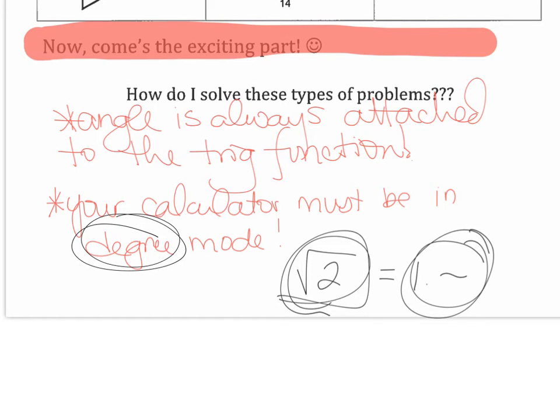How do you put it in the degree mode? On your calculator, you press the mode button. It's right next to the second button all the way at the top. Then about three lines down, you see where it says radians and degrees. You want to make sure the black highlighting mark is over the word degree, and you hit enter. Okay? This has to happen every single time if you want the correct answer.